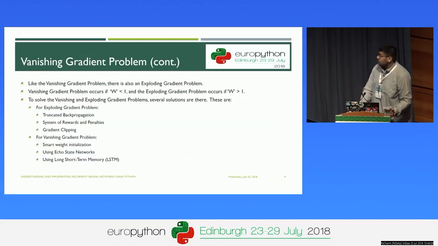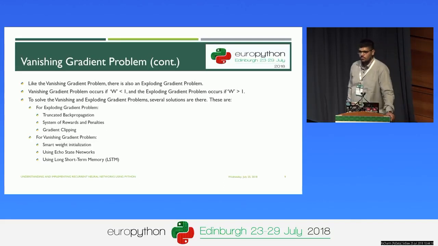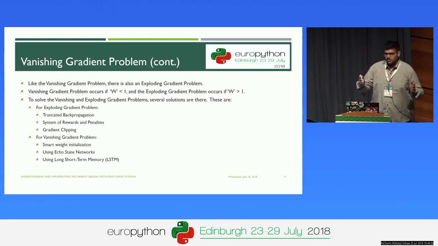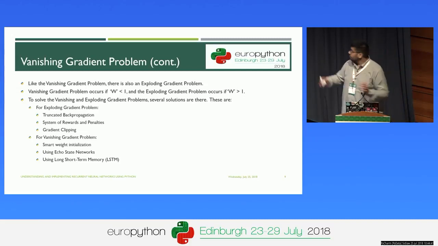Now, the vanishing gradient problem can be thought of as W is less than 1, and the exploding gradient problem can be thought of as W is greater than 1. To solve these vanishing gradient and exploding gradient problems, we use certain techniques. For the exploding gradient problem, we have truncated backpropagation. In truncated backpropagation, we divide the whole set into certain batches, and we just backpropagate within those batches sequentially.